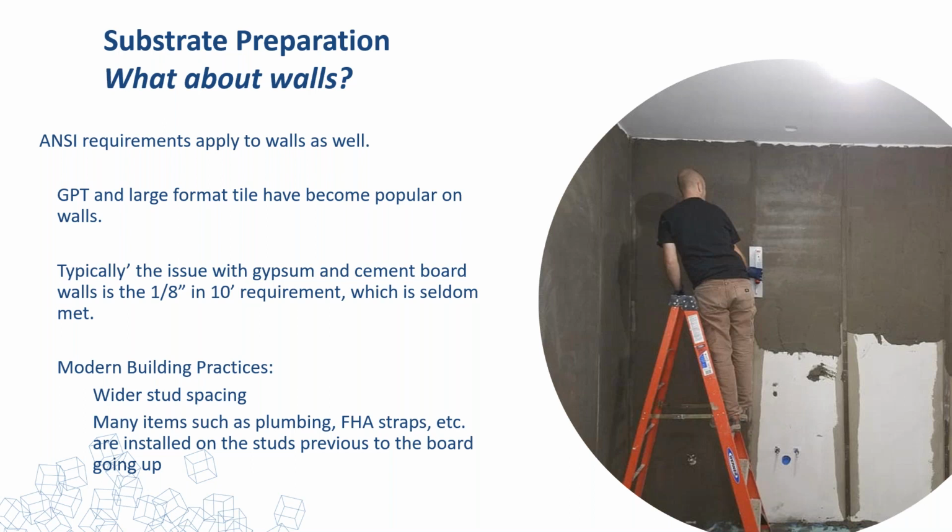So with a gypsum or cement board, you still need to be within 1/8 of an inch in 10 feet if your tile's got one edge greater than 15 inches. Today, with modern building practices, it's not uncommon. We have FHA straps back there. We've got plumbing back there, anchors and so on. So sometimes the walls bow out a little bit. You've got to pay good attention to that.